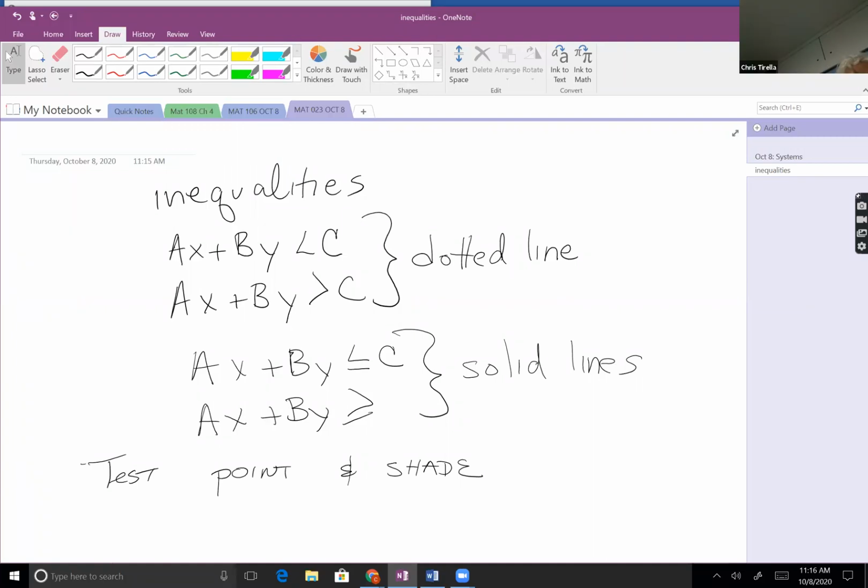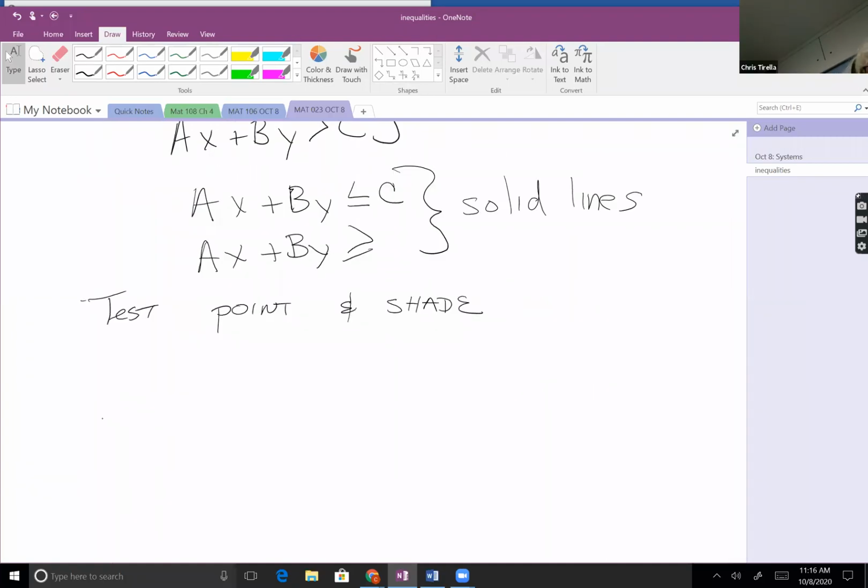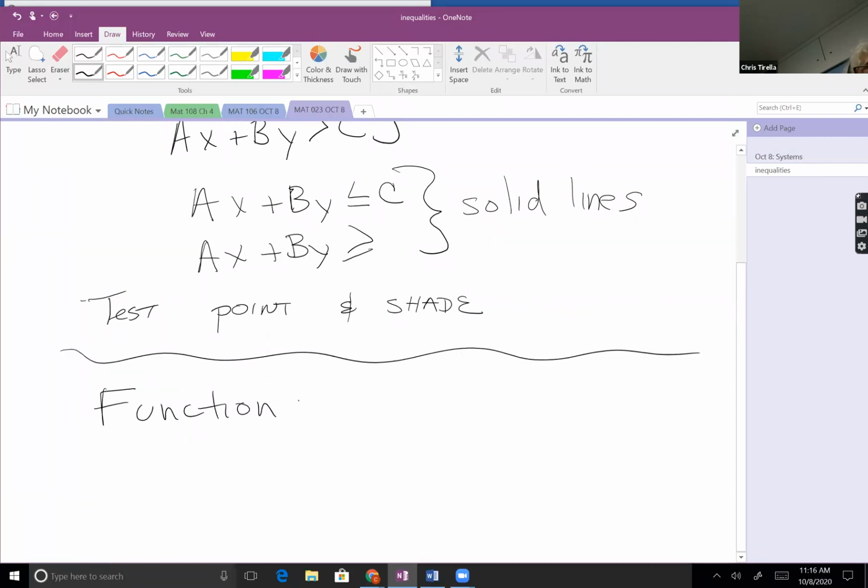The other thing that we talked about on Tuesday is a function. And for a function, what's important is that each x value is used only once. We talked about the vertical line test. The idea that if I'm looking at a graph, I'll know it's a function if a vertical line can only cross it in one point.